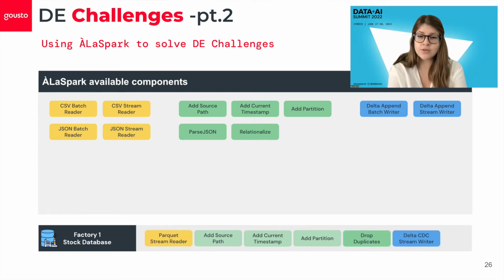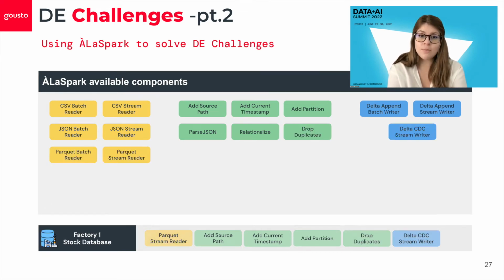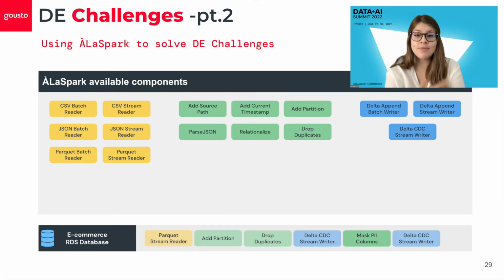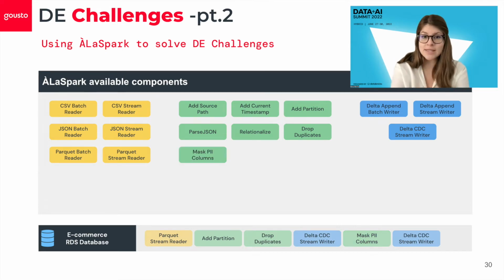Same for the inventory and stock database. Once we build the main components with ALaSpark, we can then reuse them for all the factories we expect in the future, so that ingesting data from a new factory requires simply some configuration changes. These ready-made components can be now reused and concatenated as we please, as in the example for ingesting the e-commerce website, where we can concatenate writers and processors to write to a different location, for example, the PII data, before masking it and writing it to the usual target.